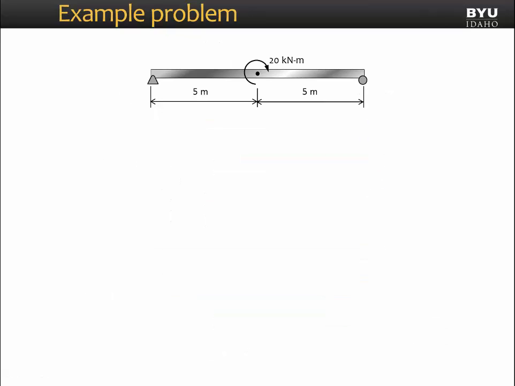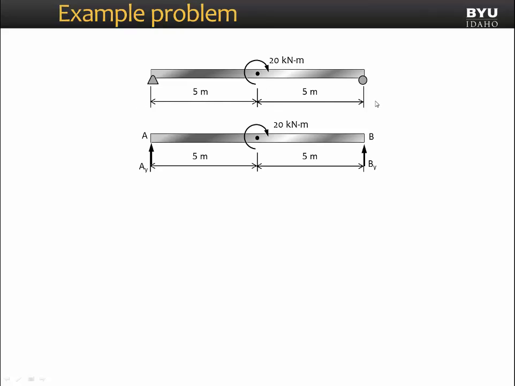The next beam we will consider is simply supported with a point moment of 20 kilonewton meters acting at the midpoint. The direction of the moment is in the clockwise direction. Because the loading is unsymmetrical, the reaction forces will also be unsymmetrical. First, we begin by drawing a free body diagram.